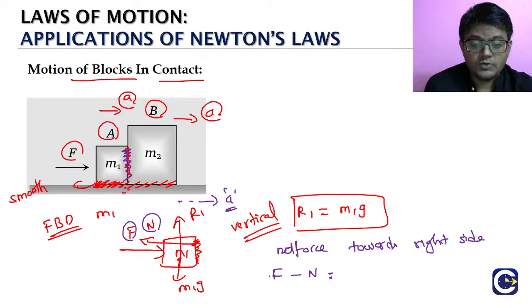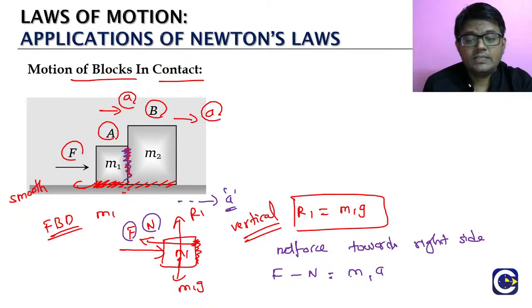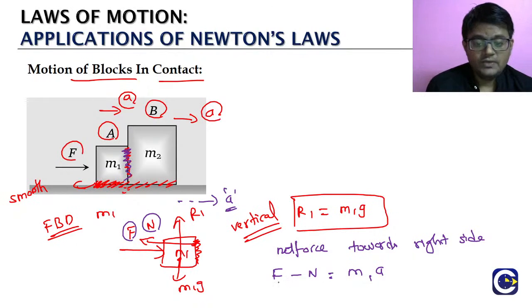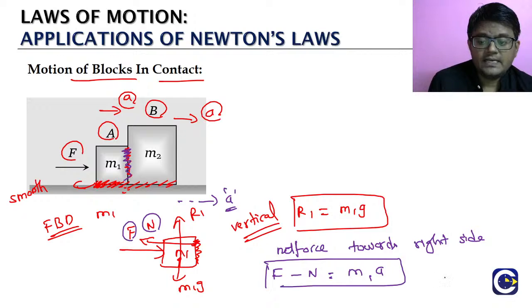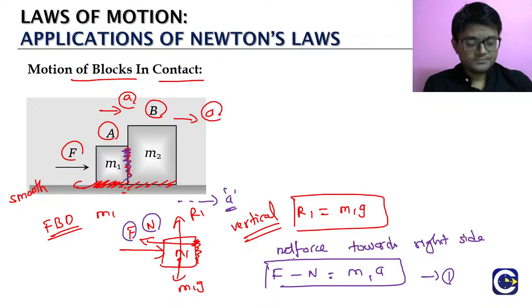Okay, so net force towards the right side is equal to what? Mass of that object, which is M1, into the acceleration towards the right side, which is A. Okay, so we will keep this as equation 1, and we will use this equation to get the value of A.